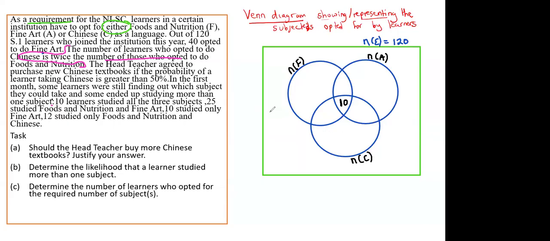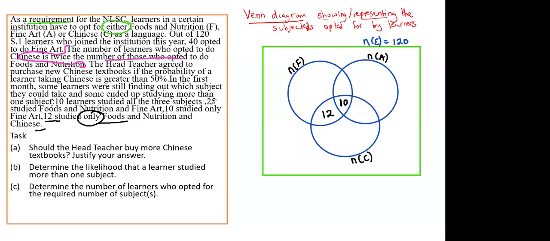Then from our interpretation, remember they told us that those who take F and C only were 12. The moment there is a word only, from here, 12 only food and Chinese. Whenever there is a word only, you don't subtract anything. So here we shall have 12.